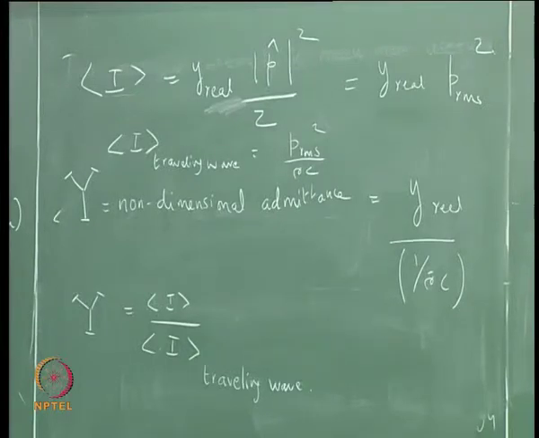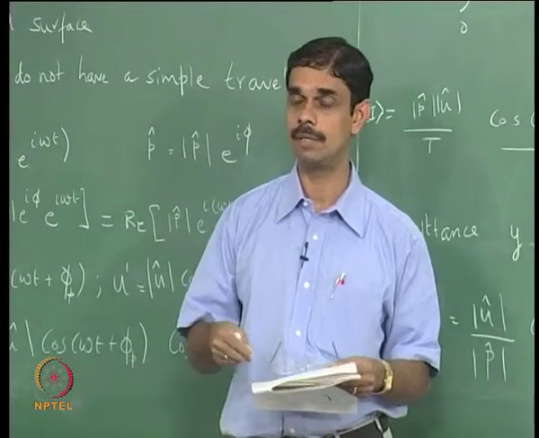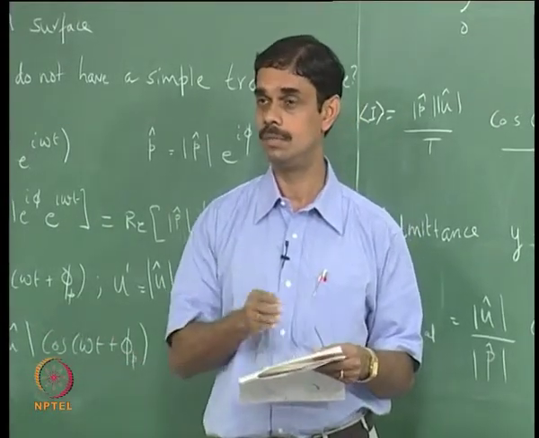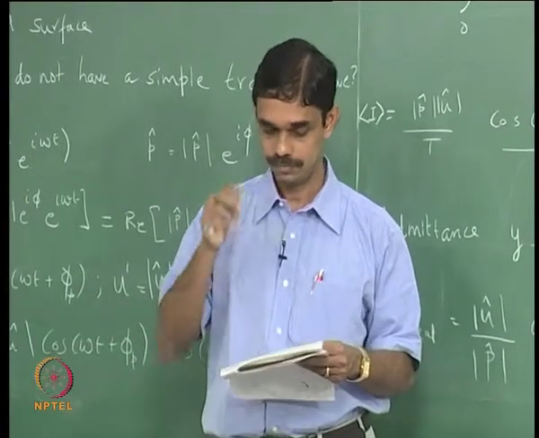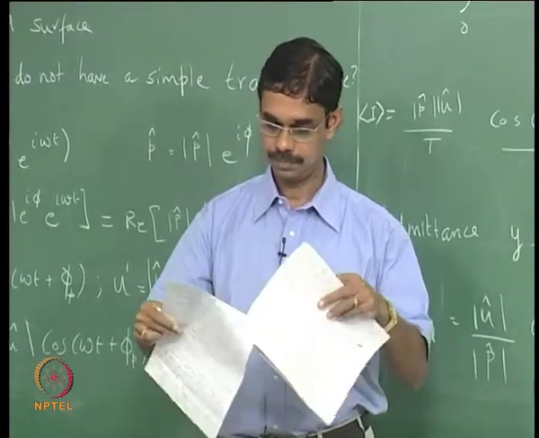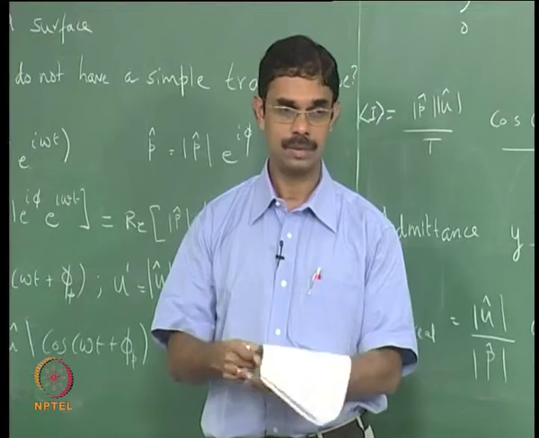In a traveling wave, that is the maximum intensity that you can get through, because the pressure and velocity are in phase. You can have situations in a standing wave where they are out of phase, then no intensity flows, no in or out. So are there any questions?